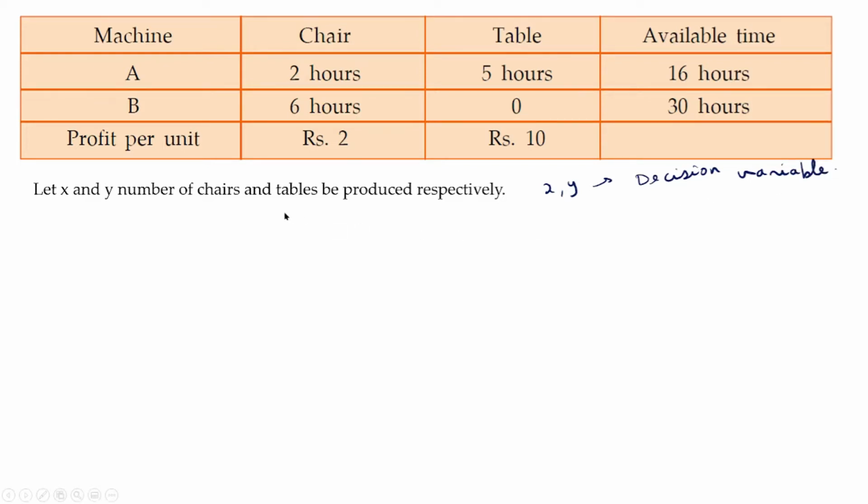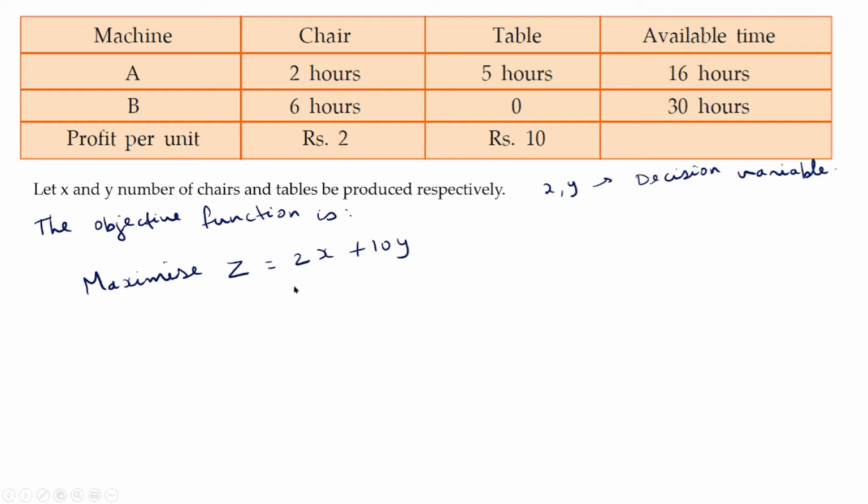And as I already mentioned, the objective of this is to maximize the profit. So the objective function is given by maximize. Usually the objective function is represented by z. Maximize z is equal to, we need to find the number of chairs and tables that has to be produced so that the profit will be maximized. So we need to maximize 2x plus 10y, because we have taken x as number of chairs and y as number of tables. So we have to maximize this function 2x plus 10y.